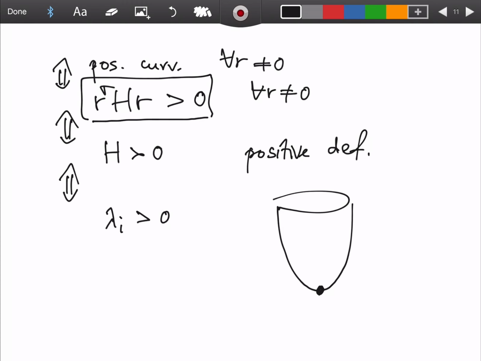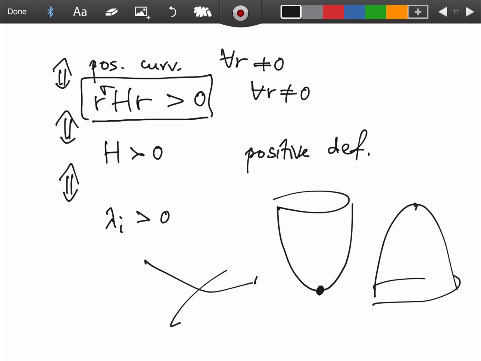And this shape is characterized by positive curvature in every direction. If I stand on the top of this hill, then every direction I go will decrease the value of my function, and this is the shape that has negative curvature in every direction. And of course, I can have something called a saddle point, something like this. Pardon my drawing, but basically, I have this direction of positive curvature and this direction of negative curvature.